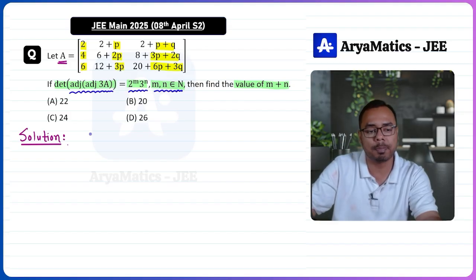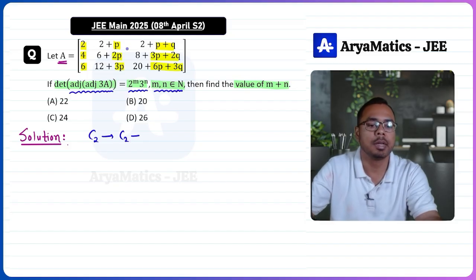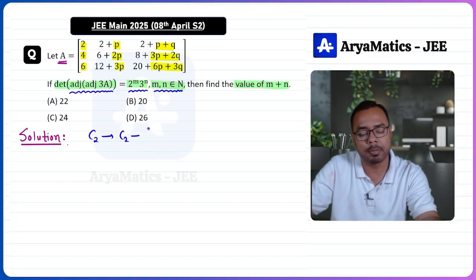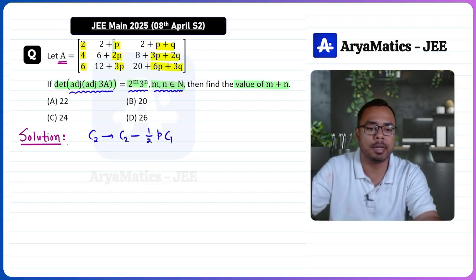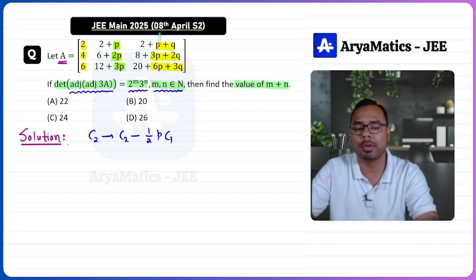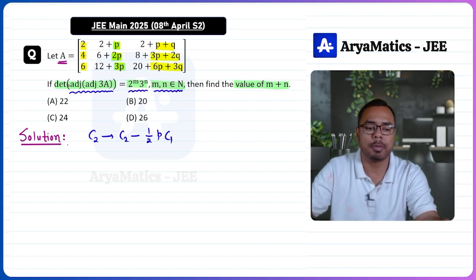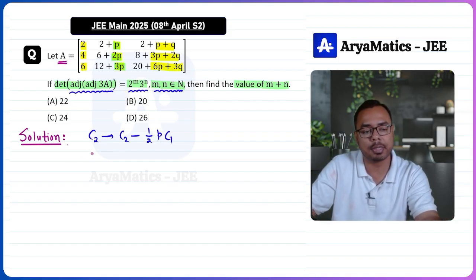If you want to get rid of P, then in place of C2 you can write C2 minus, since the column is 2, 4, 6 and here we have 1, 2, 3, half of this column multiplied by P into C1. So that will get rid of these three terms P, 2P and 3P. Similarly, you can get rid of Q also and P from the third column. But here, because the determinant of adjoint of 3A is independent of P and Q, the determinant of matrix A must also be independent of P and Q.